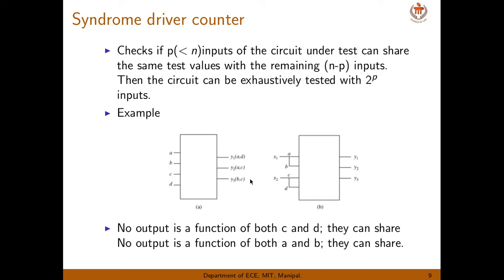Next consider Y2, it is A and C. A is given by X1, C is given by X2. Two different sources are there, with 4 test vectors you can exhaustively test. Y3 is a combination of BC. B is generated by X1, C is generated by X2. Again you can exhaustively test. This is how we can reduce the number of test vectors.